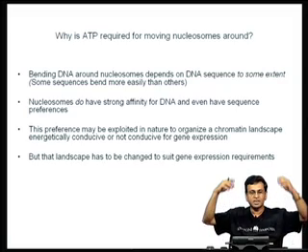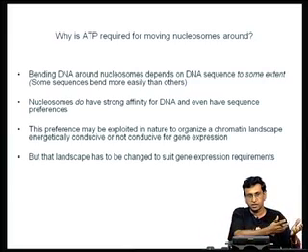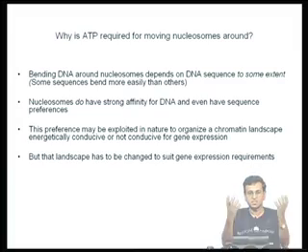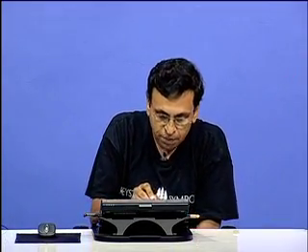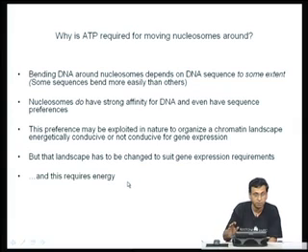Okay. If the chromatin structure remains as such all the time, then modulation of gene expression is not possible. That is what we have discussed in the last few lectures. So, this chromatin landscape, which is determined by specific histone-DNA interactions, has to be modulated by a number of mechanisms, including histone post-translational modifications, which we discussed earlier. So, the chromatin landscape has to be changed to suit gene expression requirements.